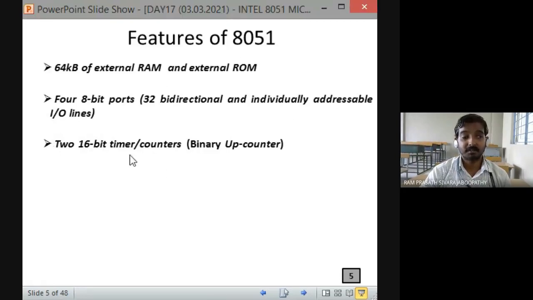That's why it is called a 16-bit timer bar counter. Both operation can be done by the module, but only one at a time. ரெண்டுமே ஒரே நேரத்துல பண்ண முடியாது. Either it can be configured as timer or it can be configured as counter.